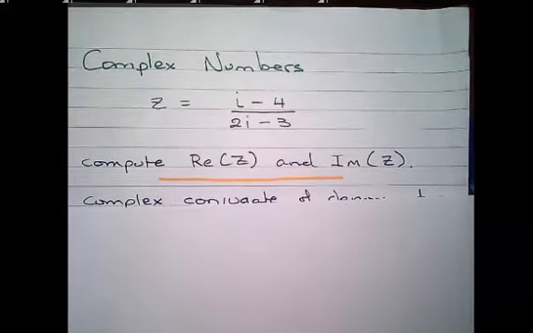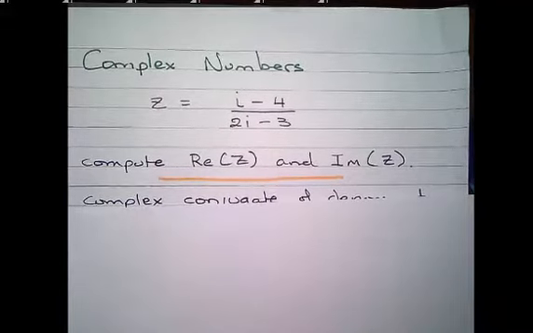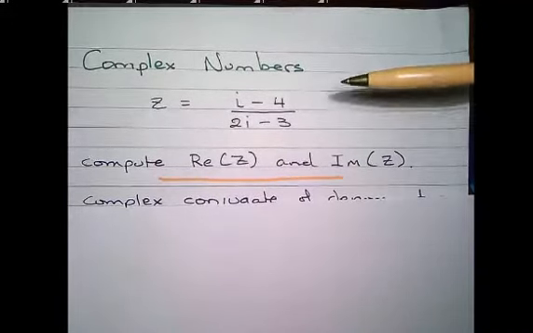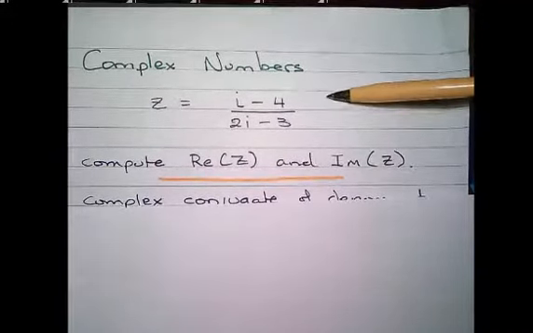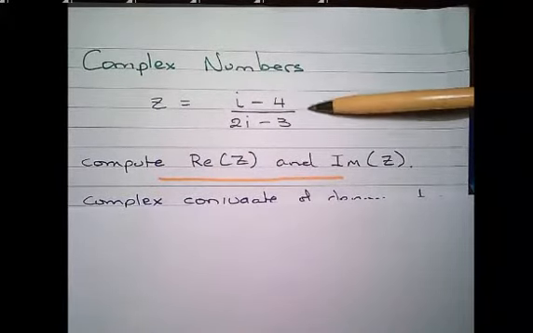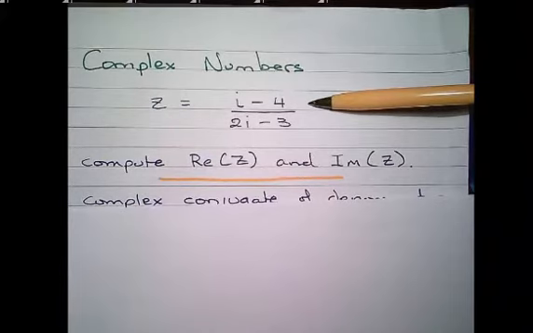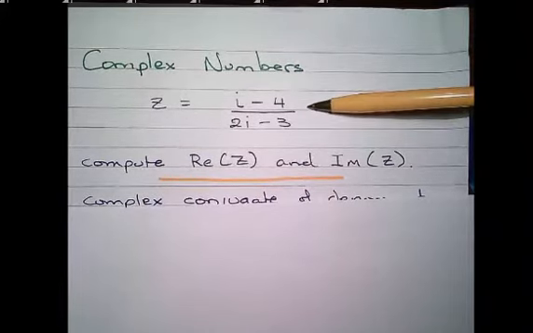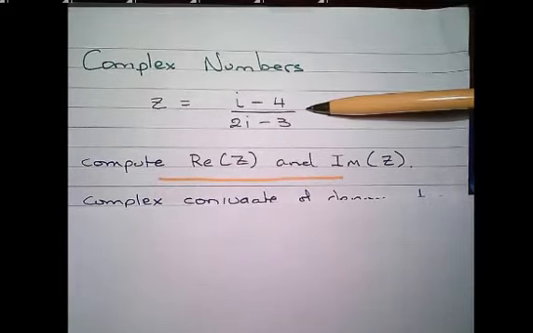Okay, in this presentation we are going to look at complex numbers. Now, what I'm going to do here is just a slight variation on what I've done previously. That's all. So essentially it should be something very similar to one of my previous videos. So I have z here, which is i minus 4 divided by 2i minus 3. Now you might notice there that I've switched the order of the real part and the imaginary part, okay?